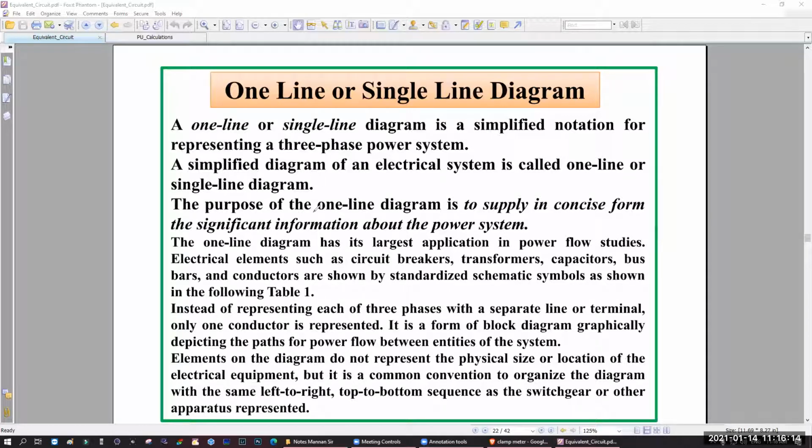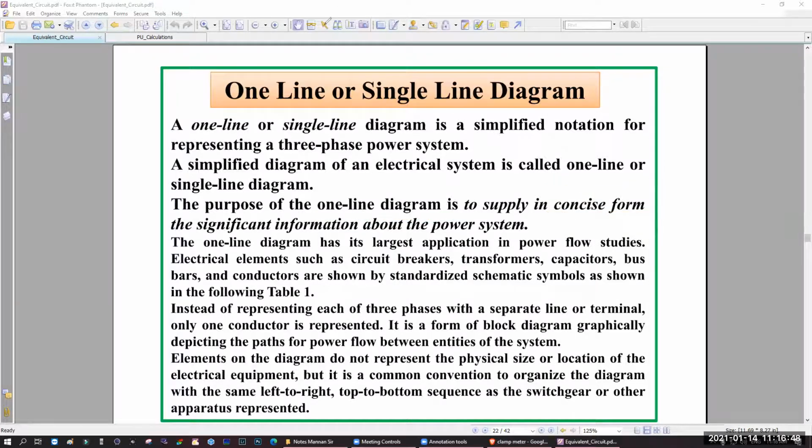Okay. The purpose of the one line diagram is to supply in concise form the significant information about the power system. That means a lot of things are represented in one line diagram in a simplified or concise form. Concise means simplified. Miniature. Okay? That is called one line diagram.